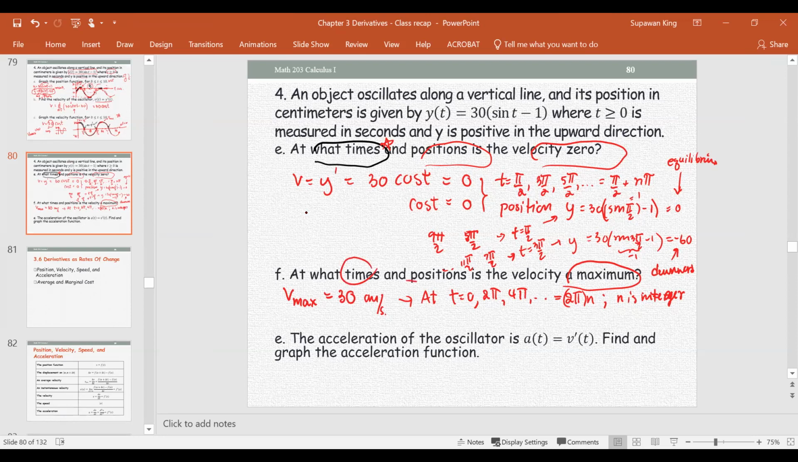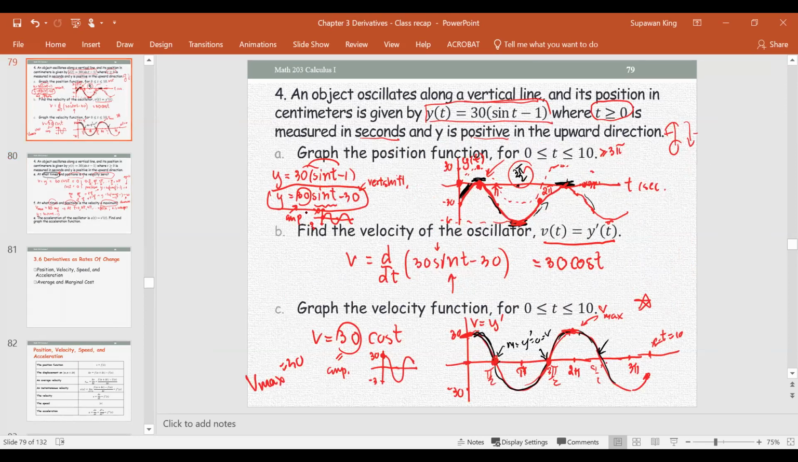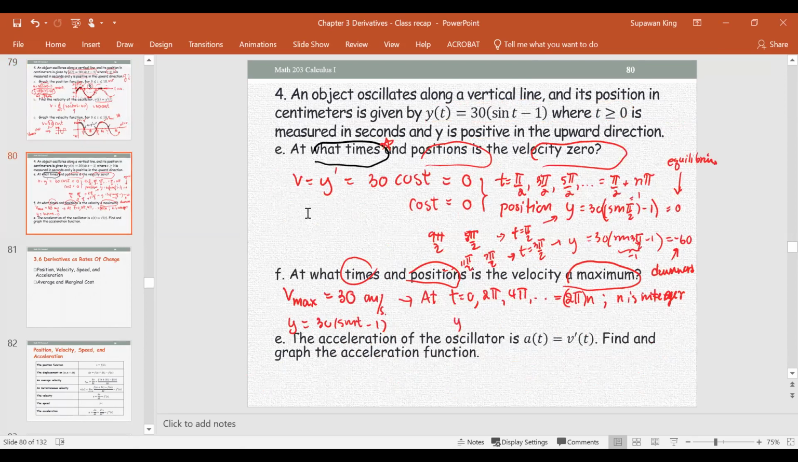And looking for the position. Position means y equals 30 times sine of t minus 1. At t equals 0, use the graph as a reference again. At t equals 0, the position is negative 30. At 2 pi, it comes back to the same position. So at those points of time, y is negative 30, and the unit is centimeters. The sign is negative, so that means it is in the downward position.